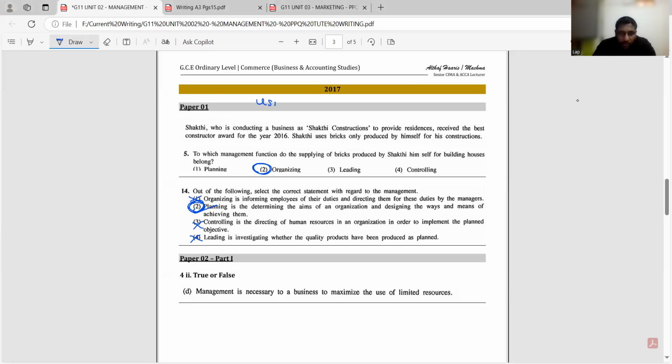Using the bricks, then checking everything is okay. This is what controlling is. Using his own bricks or someone else's bricks, that is the way he is sourcing the resources. That is a part of organizing.